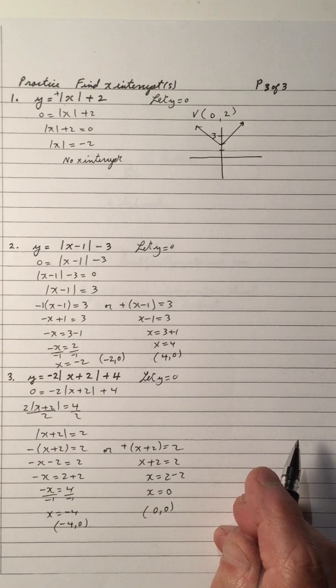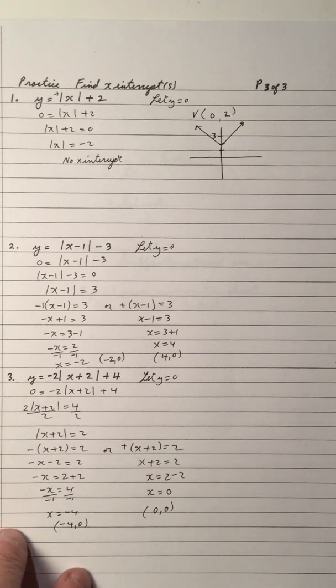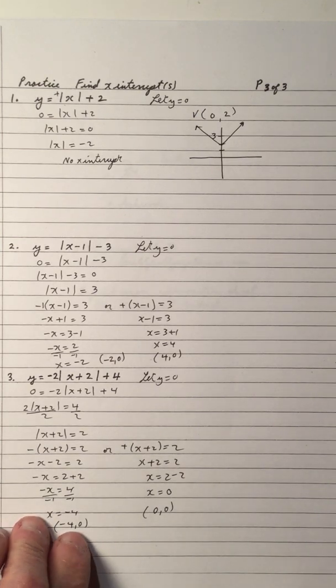So that's how we find the x-intercepts when you are given an equation of an absolute value, by letting y equal 0 and solving it out.